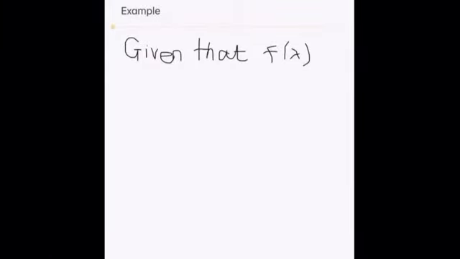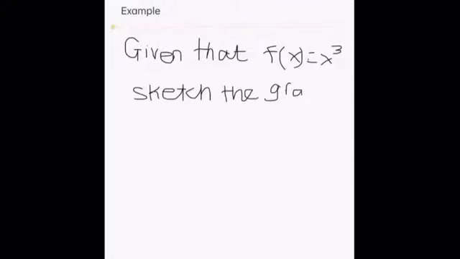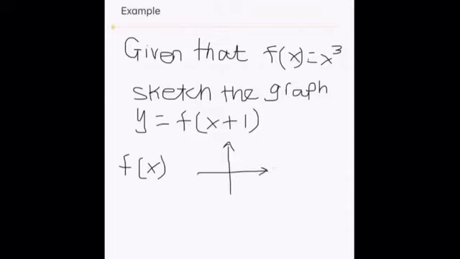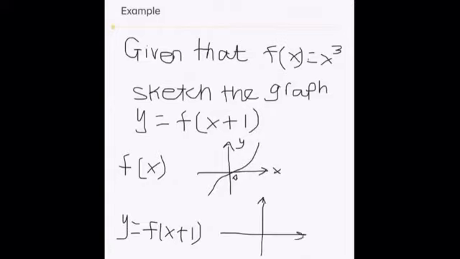Given that f of x equals x cubed, we have to sketch the graph of y equals f of x plus 1. We immediately know that we're going to move the graph 1 to the left. So first we're going to draw the graph of y equals f of x, then translate it 1 to the left. And in order to find the intersection with the y-axis, we will let x equal 0, and 0 plus 1 is 1, and 1 cubed is still 1. Therefore, the intersection with the y-axis is (0, 1).